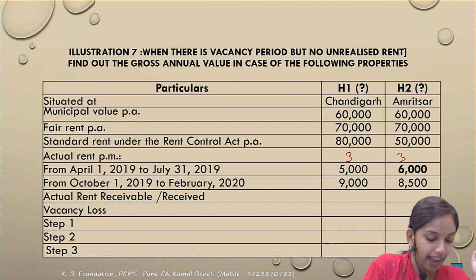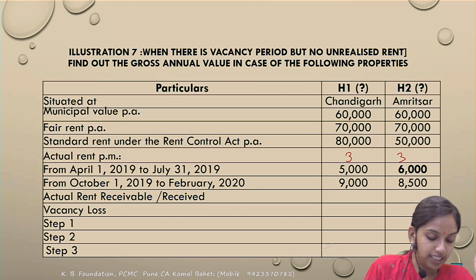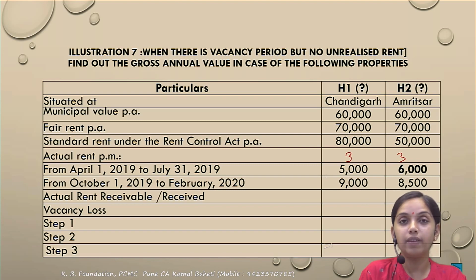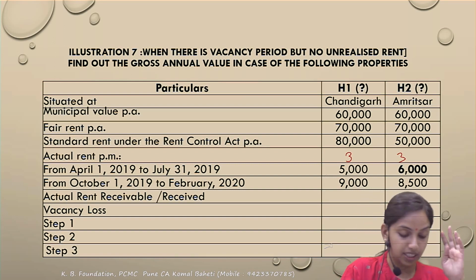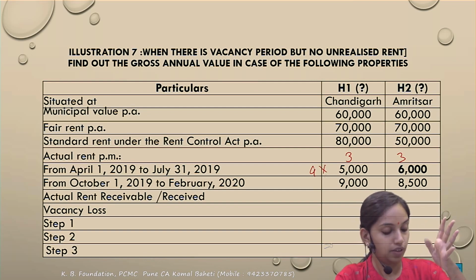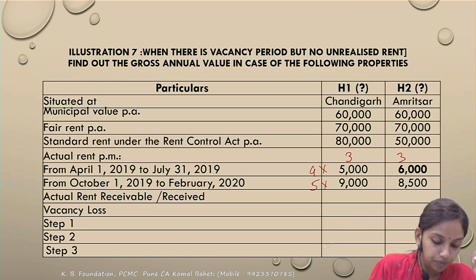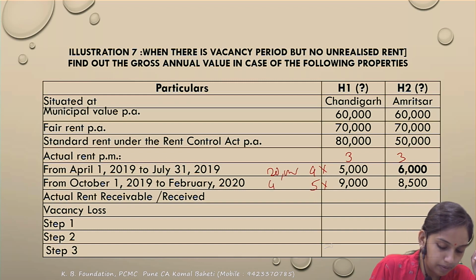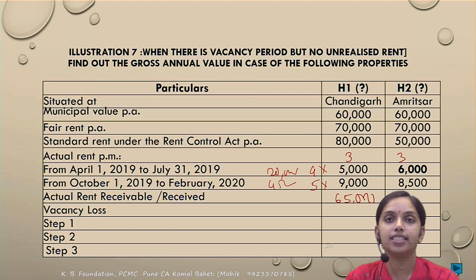Before that we'll calculate the actual rent receivable. How much would the actual rent receivable be? The property is let out with the rent of 5,000 from April to July. So April, May, June, and July, 4 months, correct? And then October, November, December, January, February, so the 5 months. So what is the rent receivable for this period? It would be 65,000, correct? So the rent receivable for this period comes to 65,000.